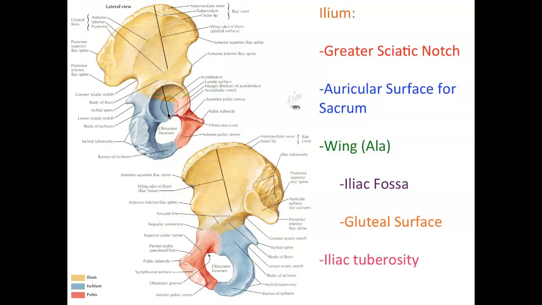On our medial surface, it'll be nice and smoothed out. So this is the iliac fossa. The term fossa means a shallow depression, just how we saw on our scapula. We had that supraspinous fossa. They were all shallow depressions.